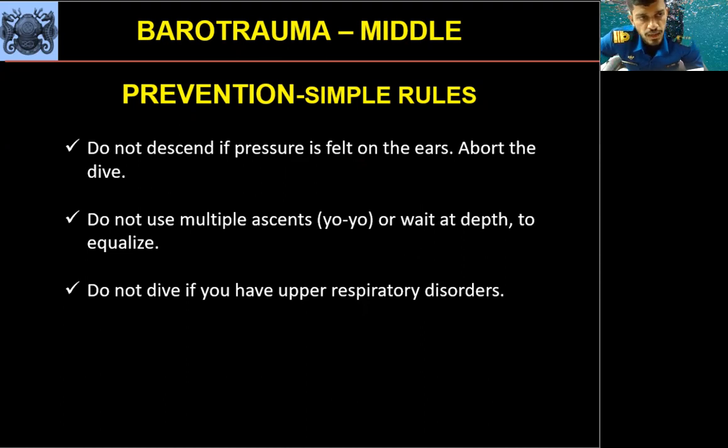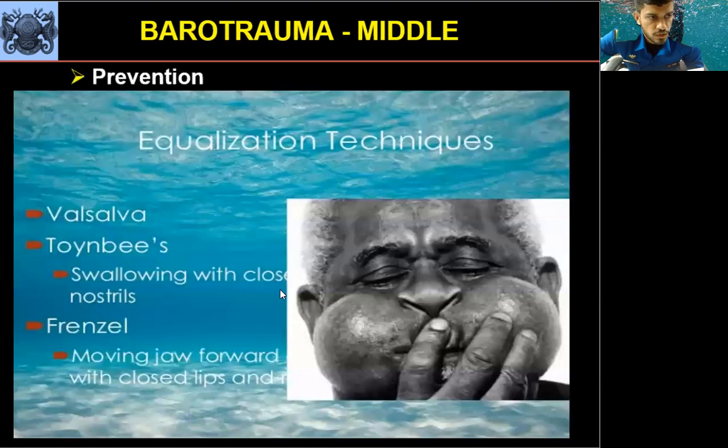It's important to understand this prevention method. So these are the methods: Valsalva maneuver, Toynbee, and Frenzel. Toynbee is swallowing with closed nostrils. Frenzel means moving the jaw forward with closed lips.